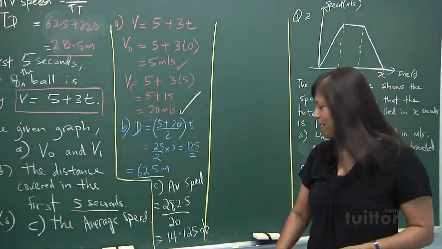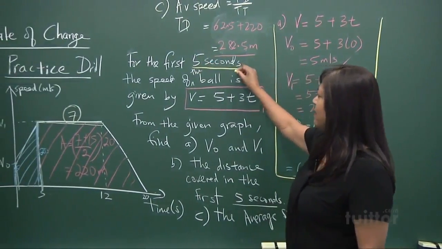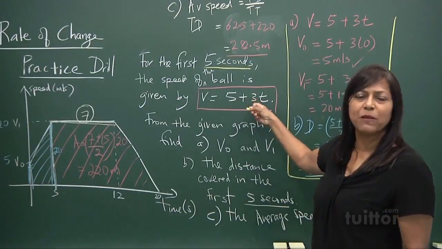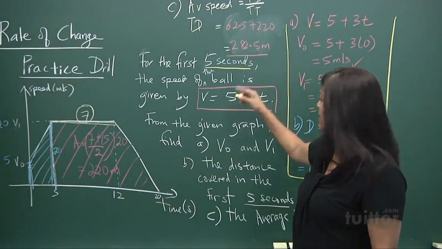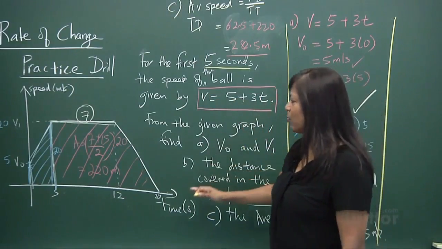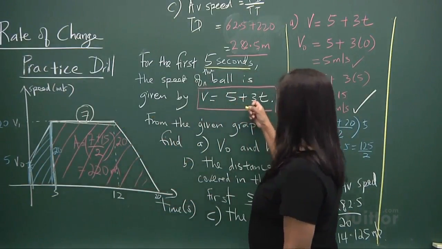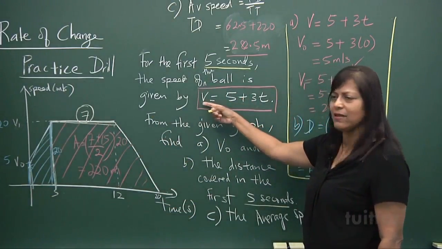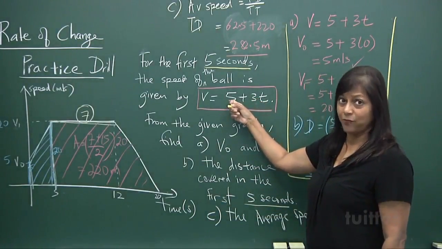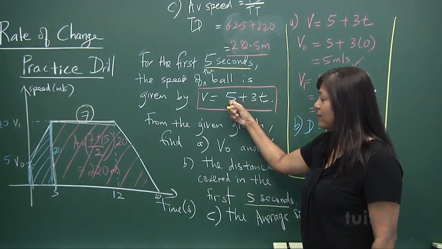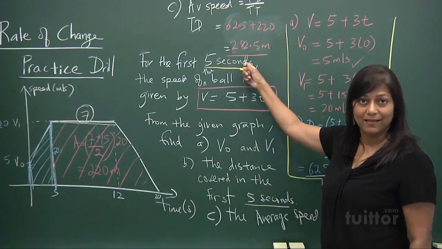The first sum for this maths drill. What is so unique? For the first 5 seconds, the ball is moving with this speed. So we could find the speed for the first 5 seconds. This equation does not go through for the whole sum, my dear. Because if I put 12, I would get an entirely different value. I don't get 20 for the speed. If I put 12 here, 36 plus 5 is 41. So that will be wrong. That's why the formula is only for the first 5 seconds.